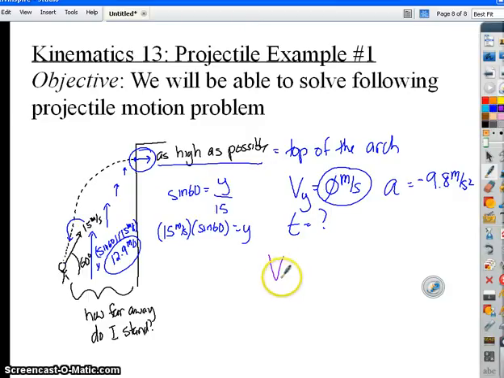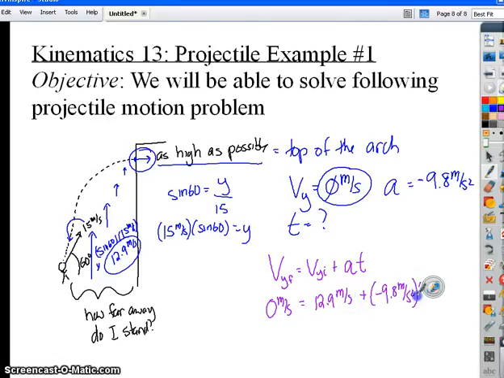I'm going to put Vy final equals Vy initial plus at. Vy final is 0 meters per second. This equals 12.9 meters per second plus negative 9.8 meters per second squared times t. So we have negative 12.9 meters per second equals negative 9.8 meters per second squared t.